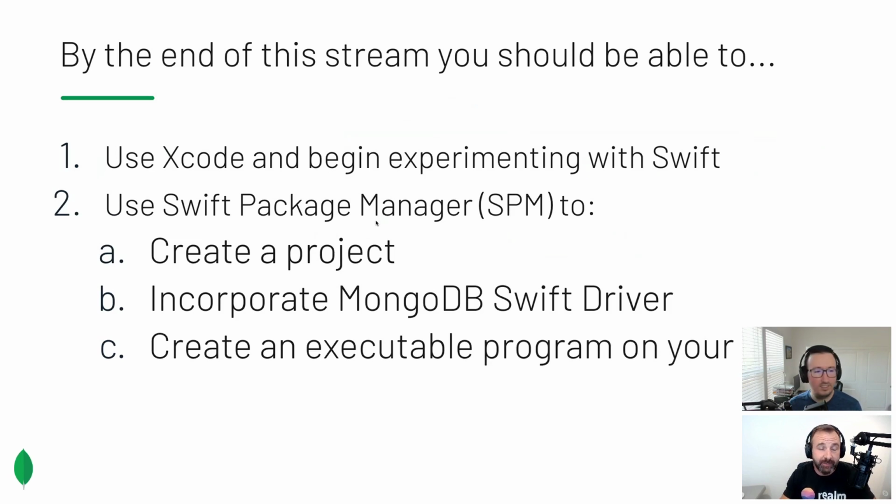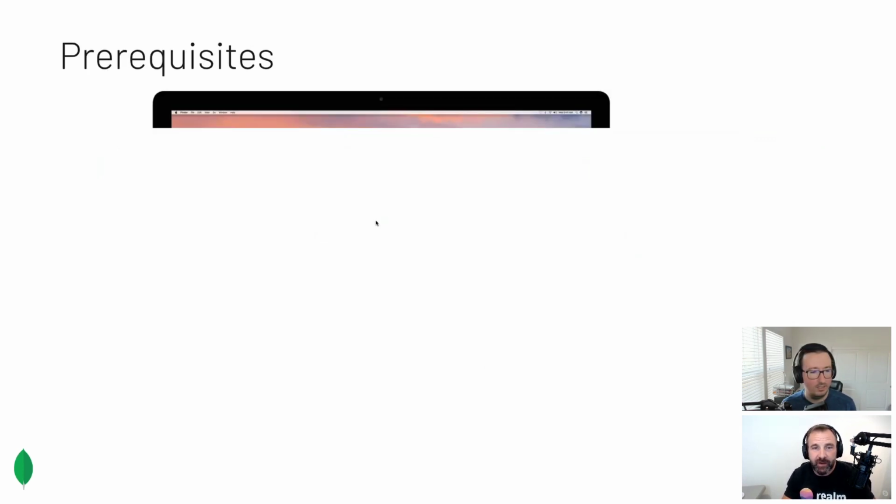By the end of the stream, you should be able to use Xcode and begin experimenting with Swift if you haven't done that yet. You should be able to use SPM, the Swift package manager, and begin to create a project, incorporate the MongoDB driver, and create an executable. That's the whole idea today. We're going to create an executable that runs on your Mac and has no external dependencies. You can send that executable to your friends and have them run it on their Mac as well.